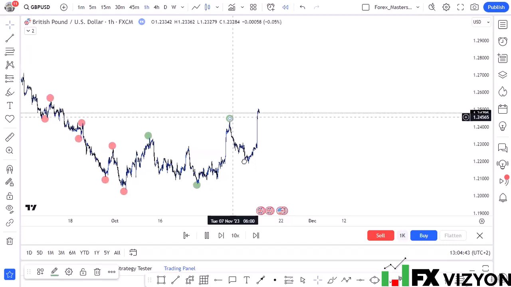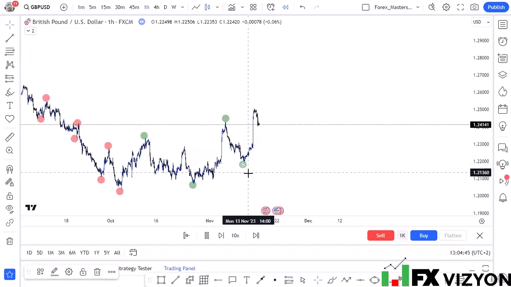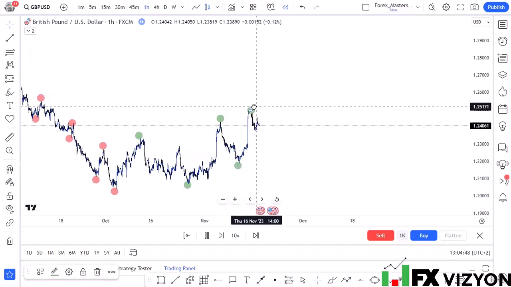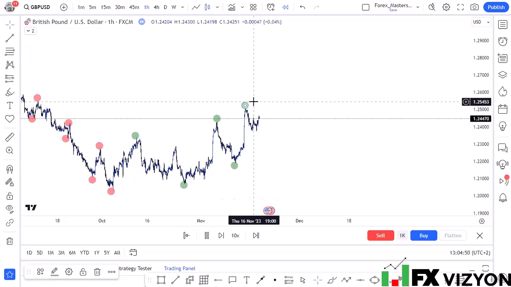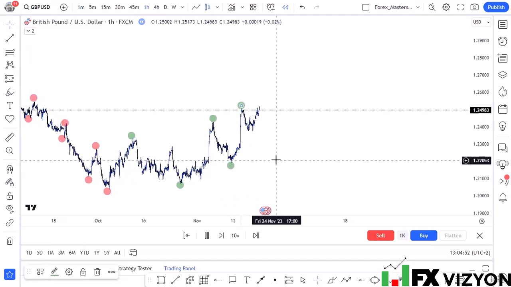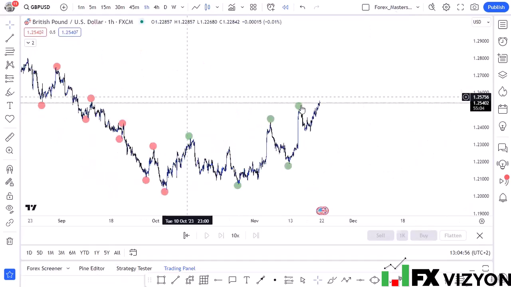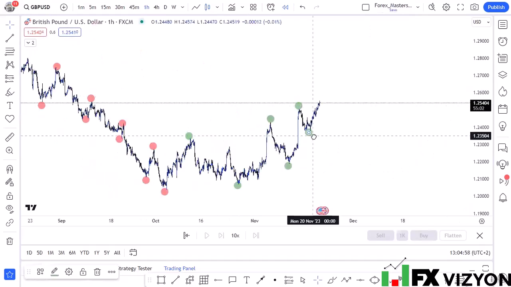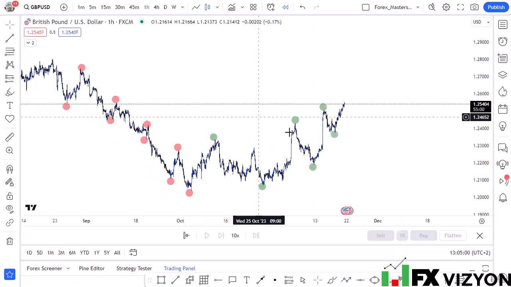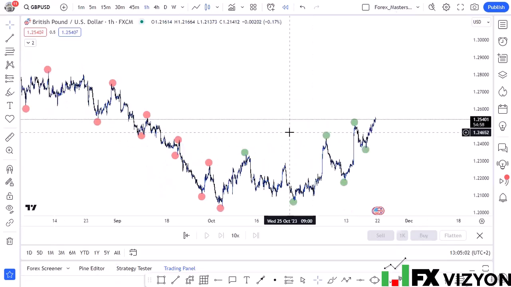Yeah, great. We have our higher low and our higher high somewhere right here. Let's see. Obviously, yeah, great. So here we are. So you can see how we're able to run this.